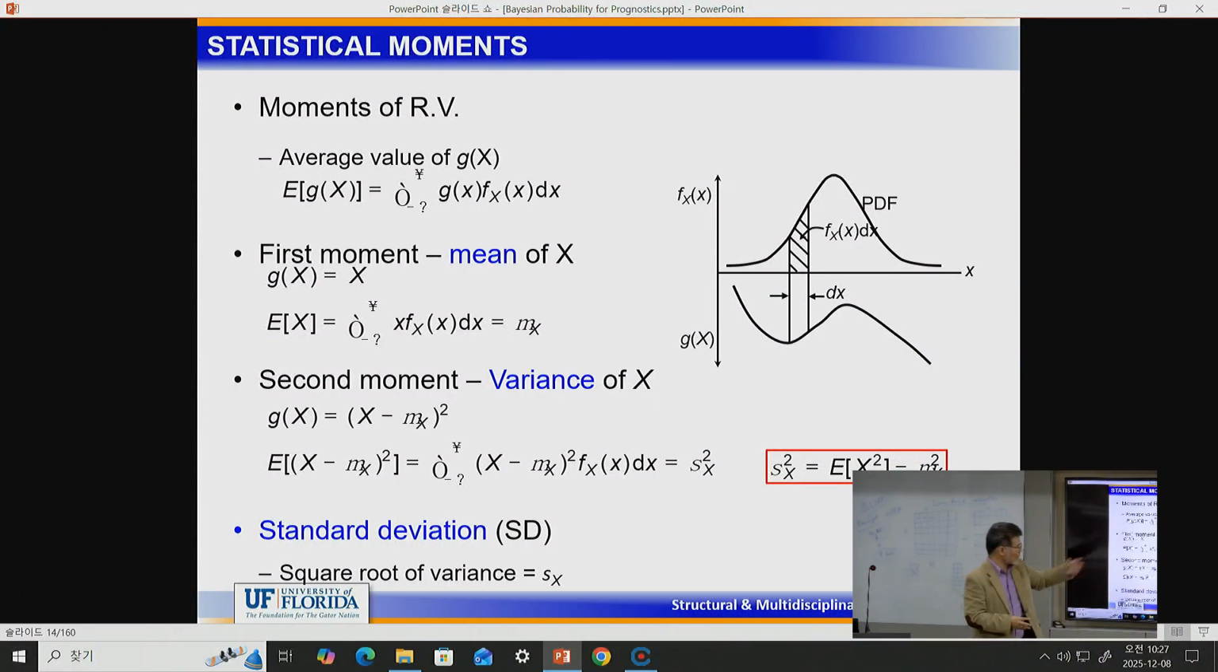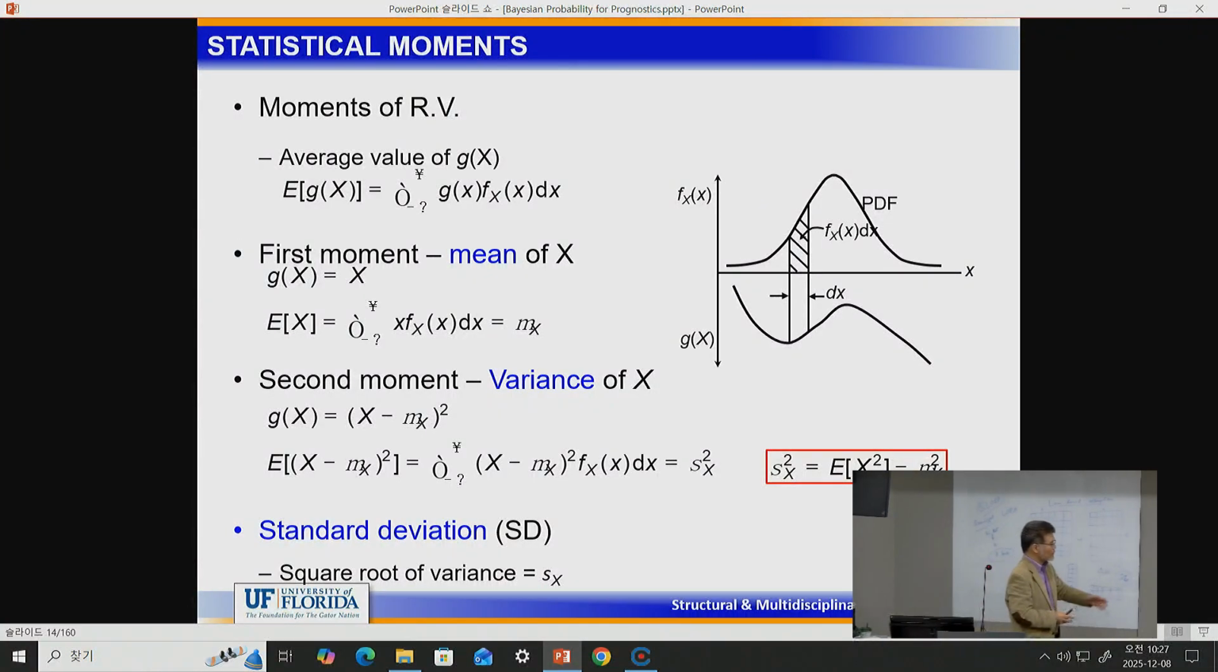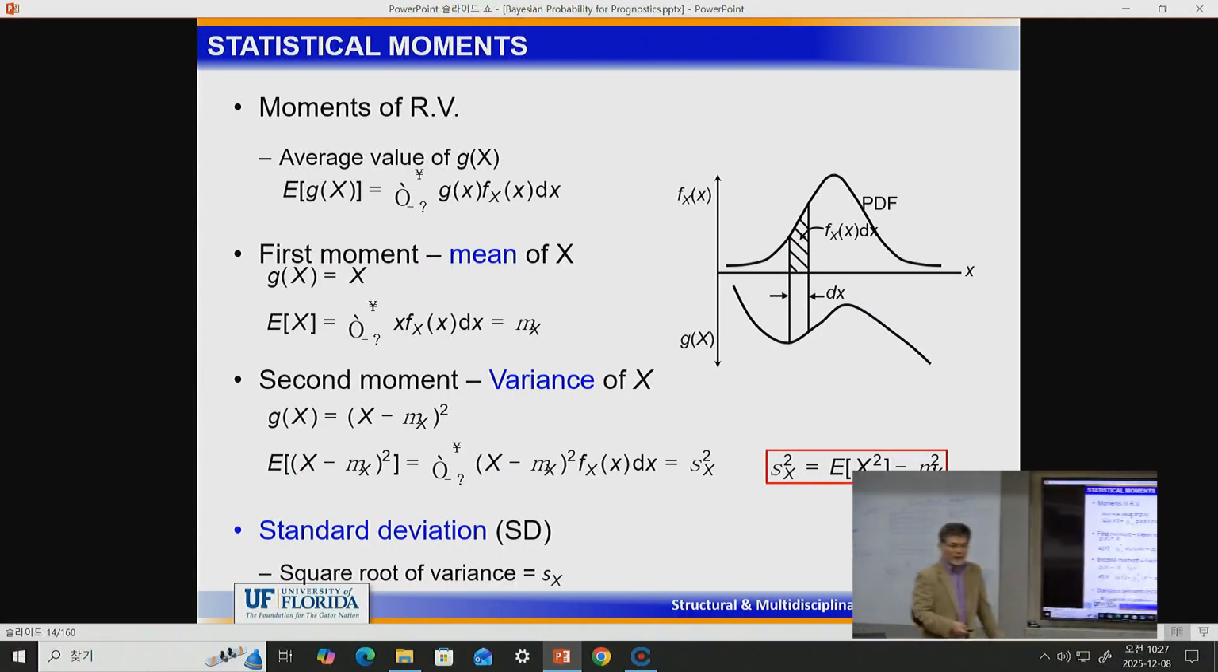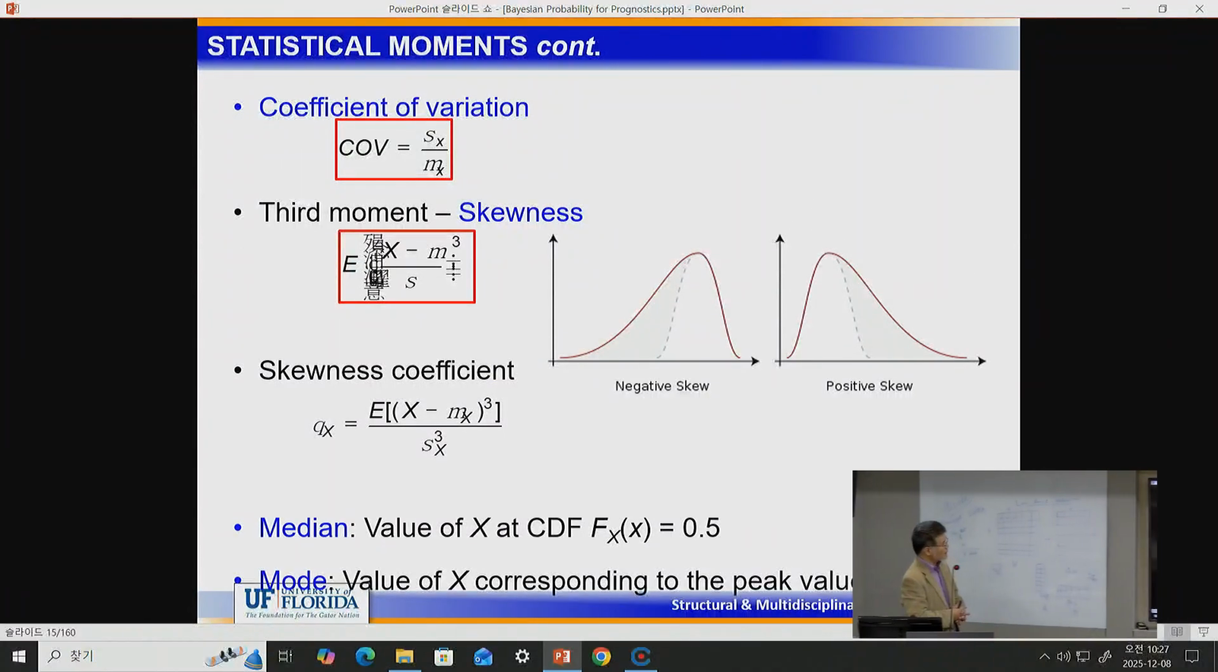And there are some formulas that you have. The square root of the variance is called the standard deviation. So these are pretty much basic concepts in statistics. The coefficient of variation is the ratio of the standard deviation over the mean. And the third moment is called the skewness.